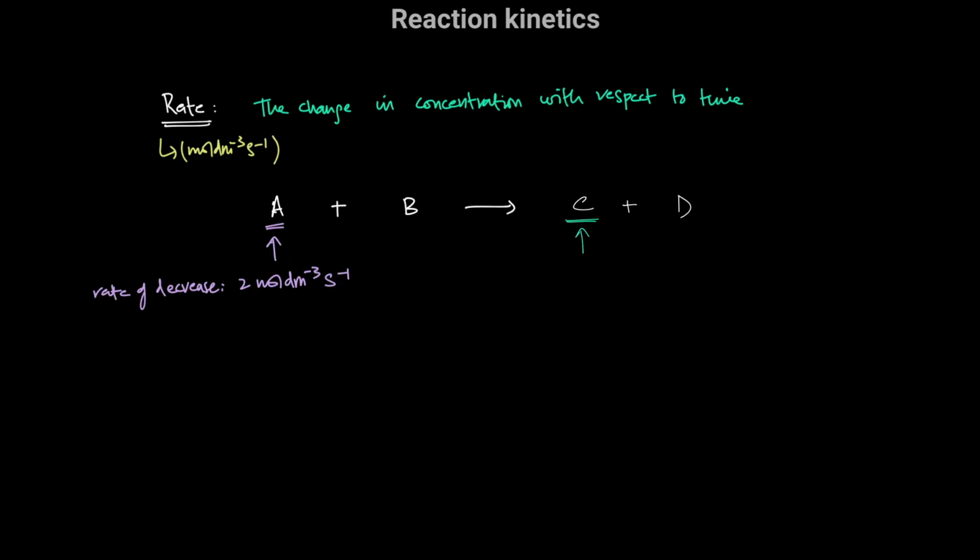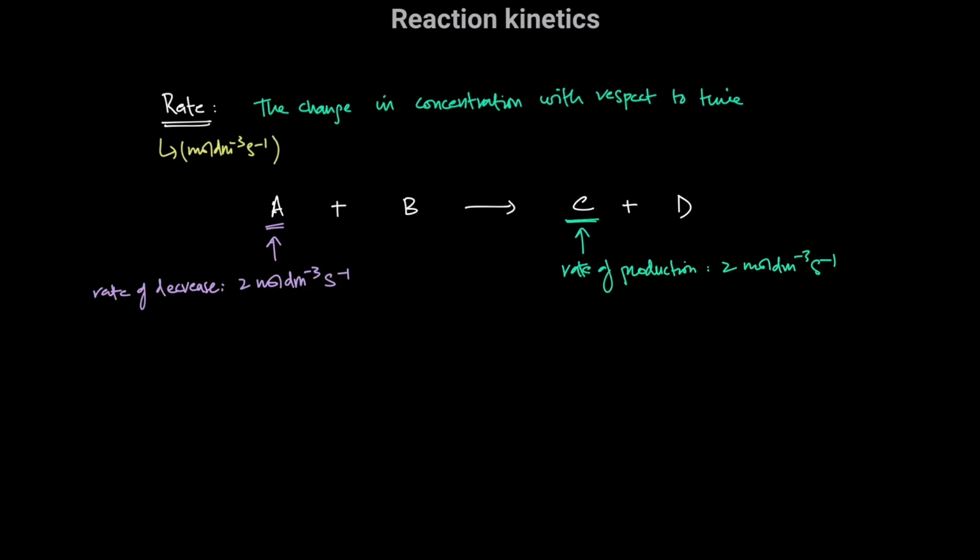Similarly, for C, you can say that the rate of production will be 2 moles per dm cube per second, at some given point in time. In this reaction, I notice that A is decreasing at 2 moles per dm cube per second and C is increasing at 2 moles per dm cube per second. Now, as far as the rate of the reaction is concerned, I can use any one of these measurements to report the rate of a reaction.